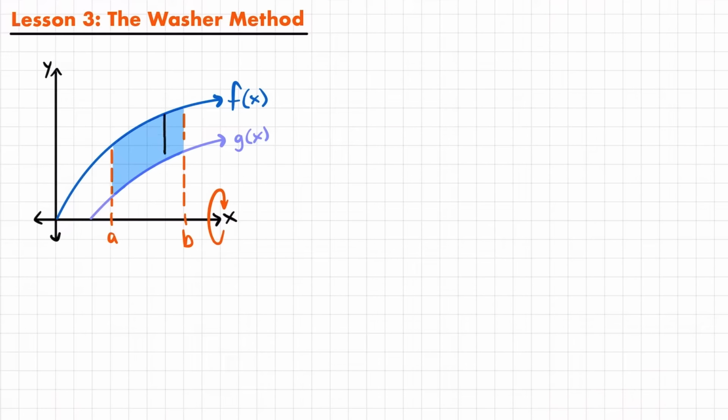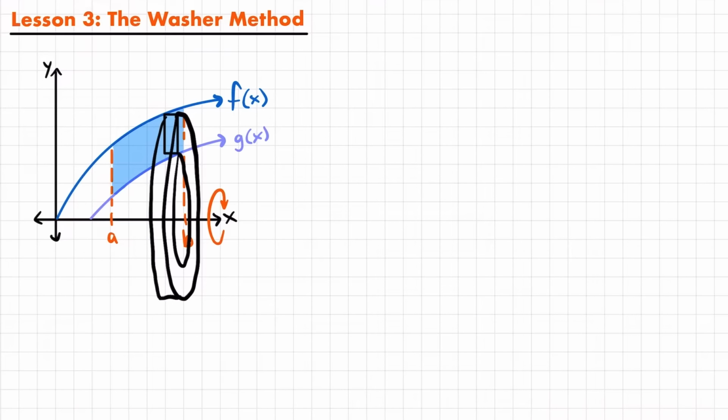If we were to look at one small part of this region, let's look at this small rectangular part, and we were just to revolve that region around the x-axis, note that we would form a thin washer that looks a bit like this. Now this isn't going to be a perfect drawing, but I hope it gets the point across of what type of shape is going to be formed here.